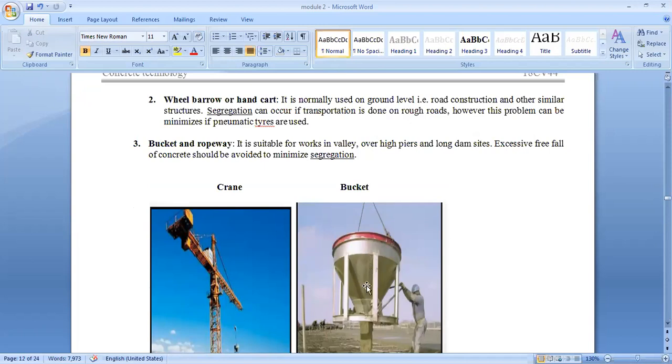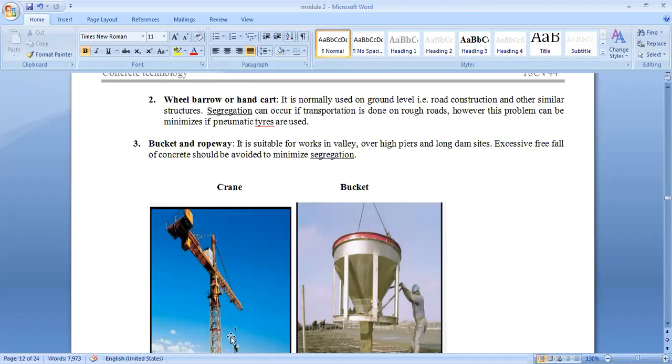This type of transportation is suitable for work in valleys or high piers and long dam sites. Excessive free fall of concrete should be avoided to minimize segregation. If you want to do concreting for a high-rise building, you use a crane and this bucket, which you call a skip. The volume of the skips or buckets is around 0.5 cubic meter minimum, and it ranges from 0.5 cubic meters for medium scale work.